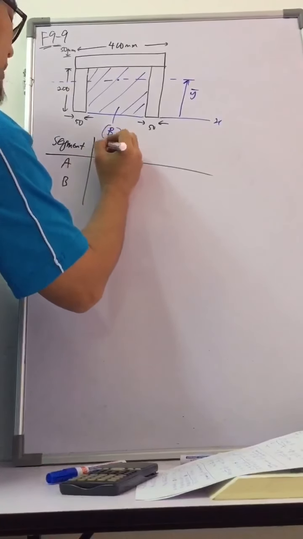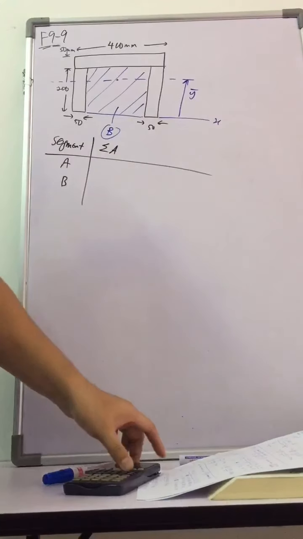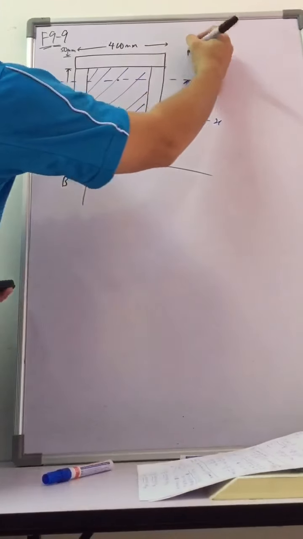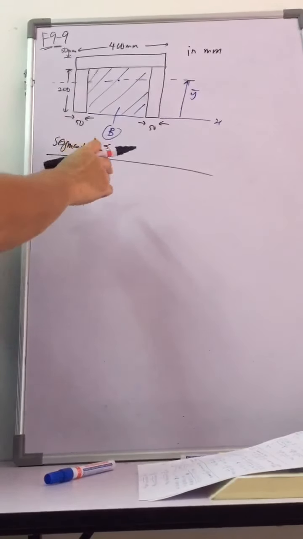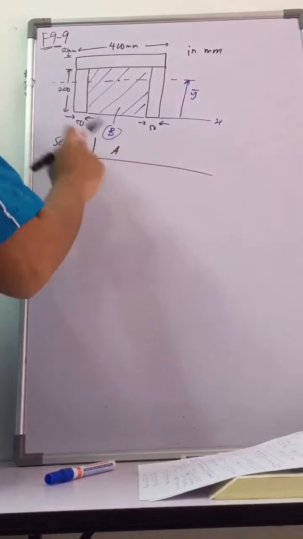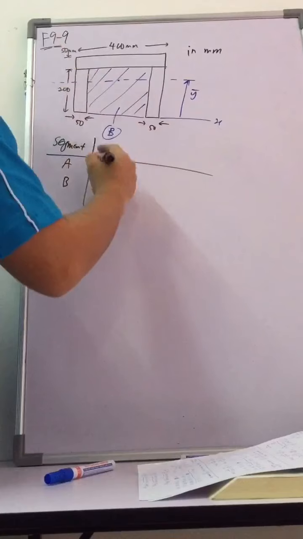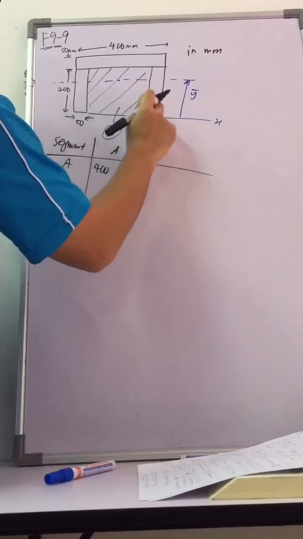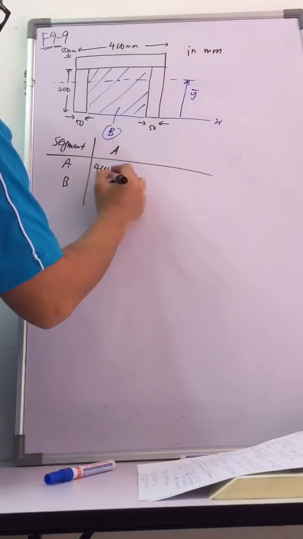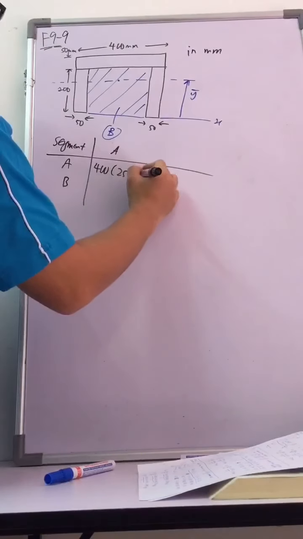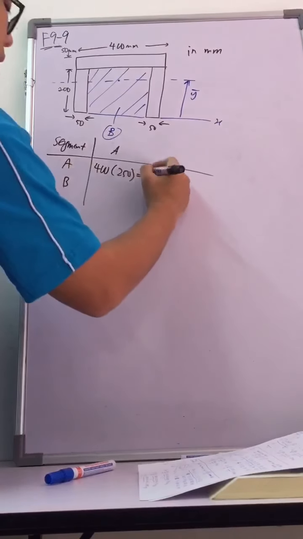So, summation of A, okay? We keep everything in millimeter. So for A, sorry, not summation of A. The A for this all is 400 times 200 plus 50, so 250. Okay, follow that. 400 times 250. So you got 100,000.